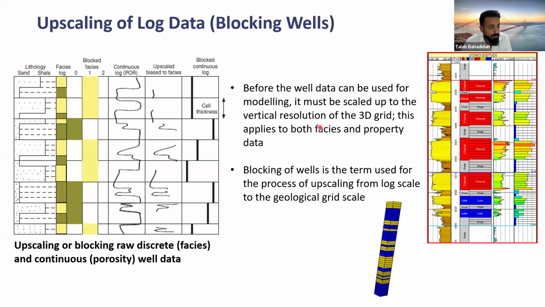We need to scale up, as I mentioned, and we block them in the process of upscaling from log to geological grid. Finally, you will have a result like this. For example, we have channel facies here, and then we have channel in the upscaled version. We have shale, we have channel, something like that. This is for the facies logs, and similarly we will have it for the porosity logs.